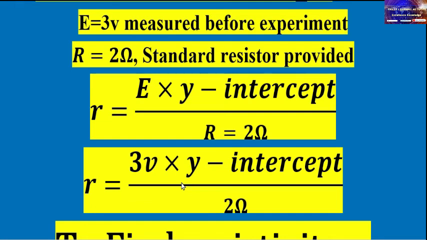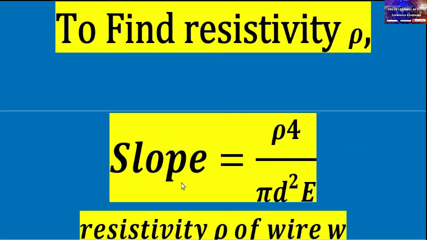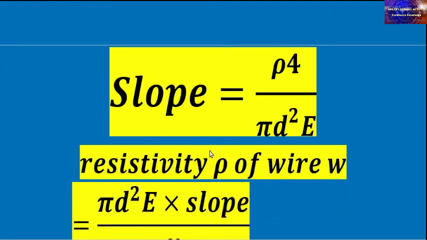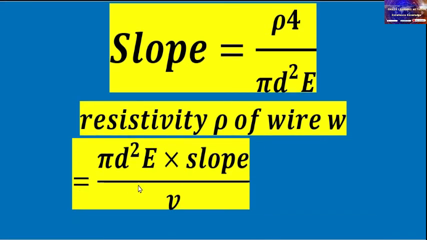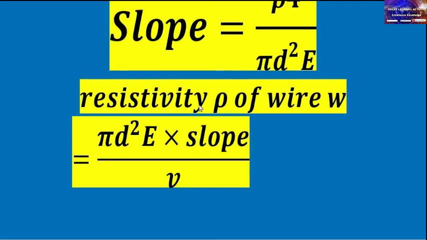And to find the resistivity, the slope is used. Slope is equal to resistivity times 4 over pi d square times EMF measured before the experiment. The resistivity of wire is obtained by using this formula. So after calculating the slope, you have to equate this, and then you will be able to solve for the resistivity of the wire.